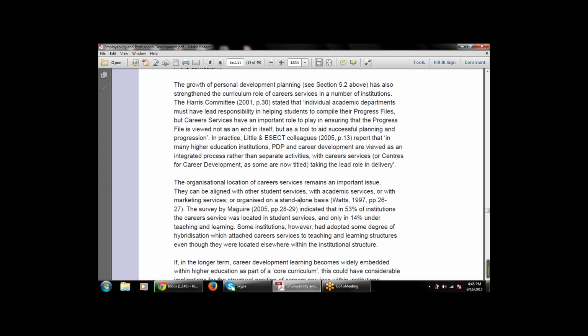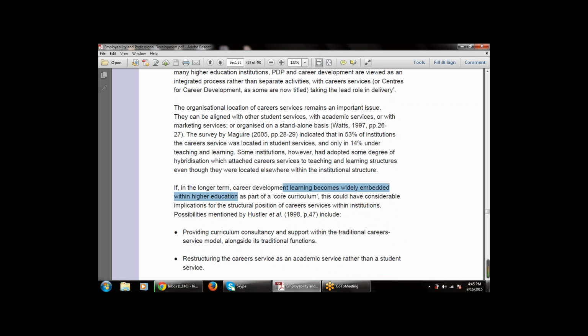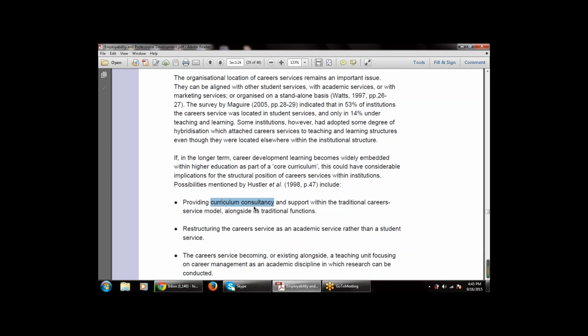However, some have adopted a degree of hybridization that attaches the career services to teaching and learning structures. In the longer term, career development learning becomes widely embedded within higher education as part of the core curriculum. Possibilities include providing curriculum consultancy and support within the traditional career service model, which also includes the traditional function.